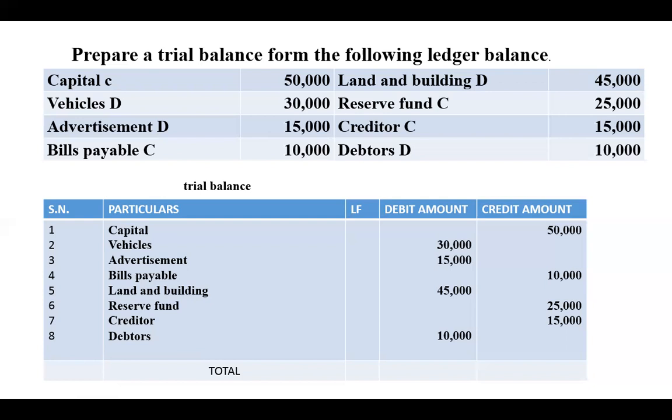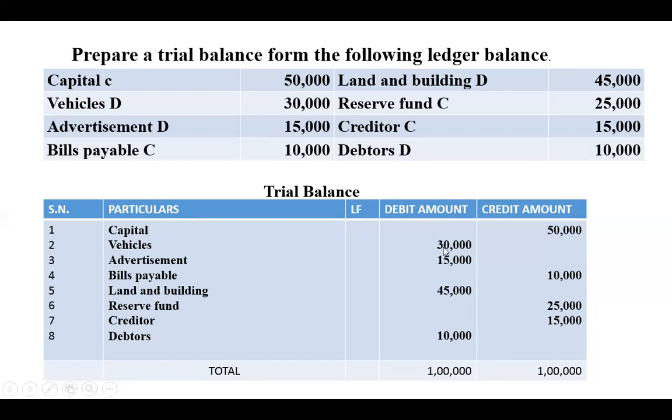Now, after this one, is it completed? No, we need to write down the total, and the totals must be equal to each other. Add all this: 50 plus 10 plus 25 plus 15, how much is it going to be? 50 plus 10 is 60, 60 plus 25 is 85, and 85 plus 15 is 100. So 100 plus 30 is going to be 1 lakh.